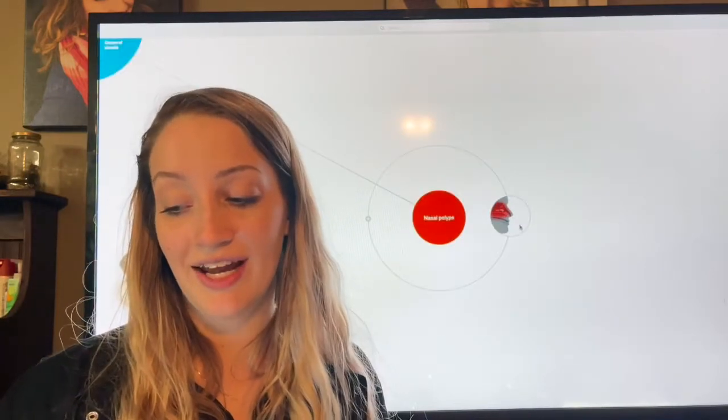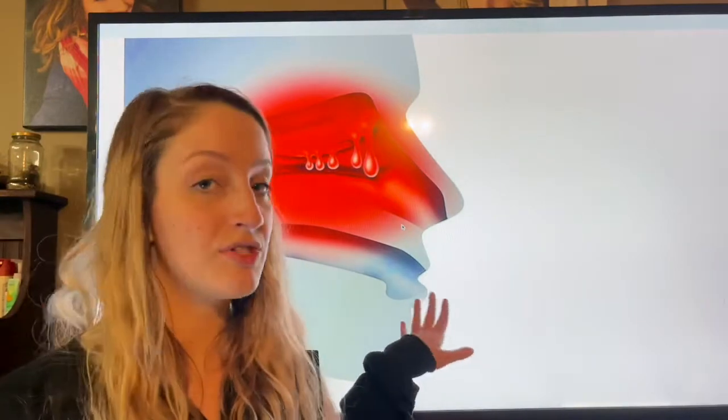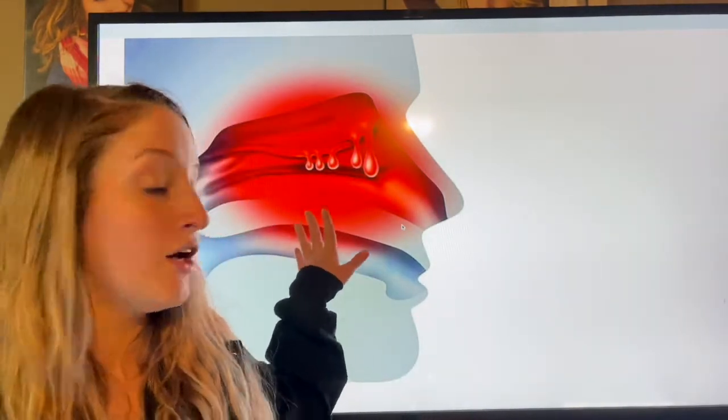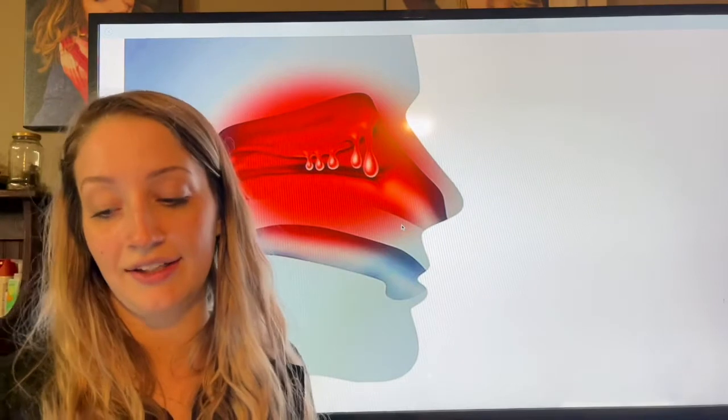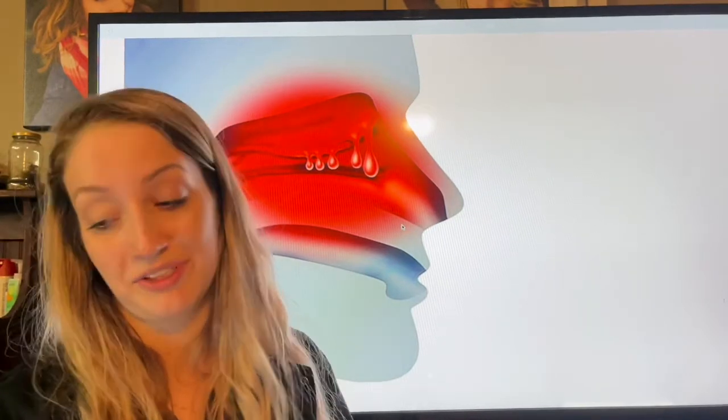And then we have nasal polyps, which I've also included a picture of. These are just benign growths that occur in the sinus cavities, which can cause a lot of inflammation and lead to discomfort for the patient and ultimately sinusitis.